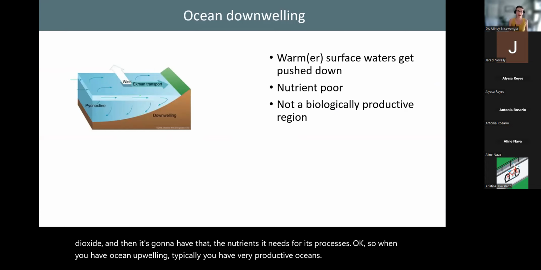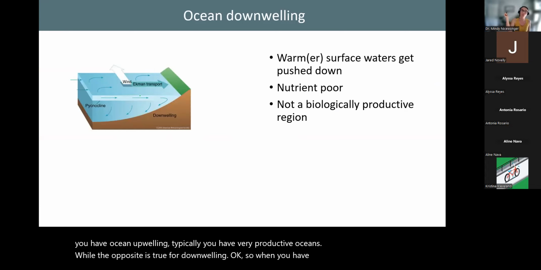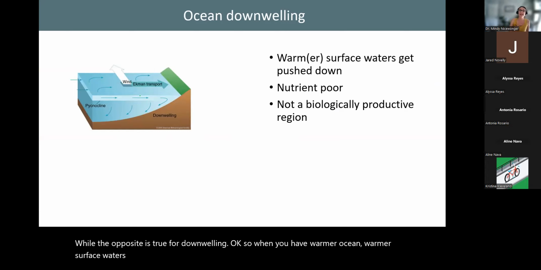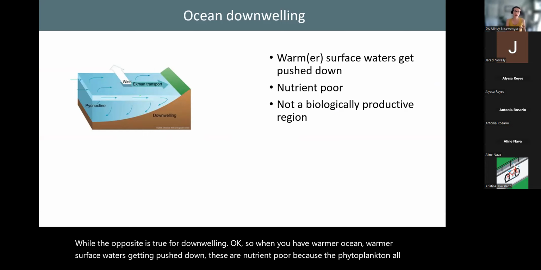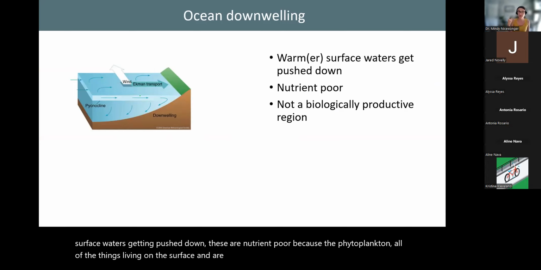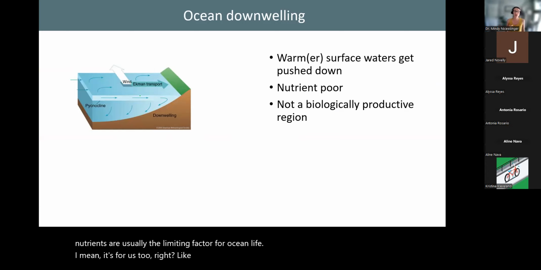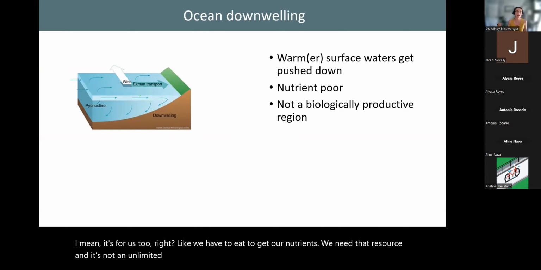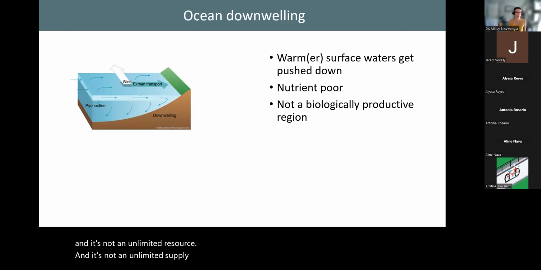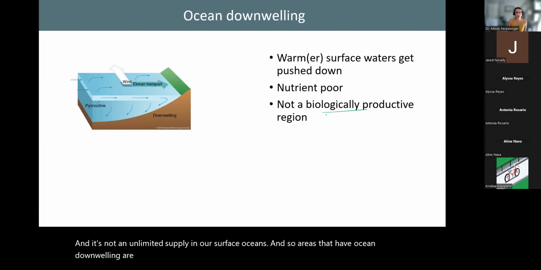Well, the opposite is true for downwelling. Okay, so when you have warmer surface waters getting pushed down, these are nutrient poor because the phytoplankton, all of the things living on the surface in our oceans are really taking up all the nutrients. And nutrients are usually the limiting factor for ocean life. I mean, it's for us too, right? Like we have to eat to get our nutrients. We need that resource, and it's not an unlimited resource. And it's not an unlimited supply in our surface oceans. And so areas that have ocean downwelling are not biologically productive.